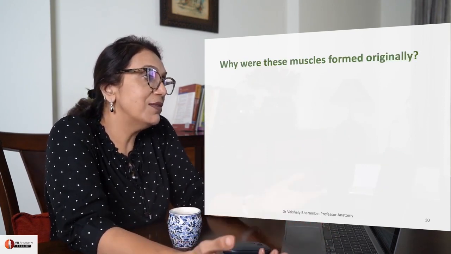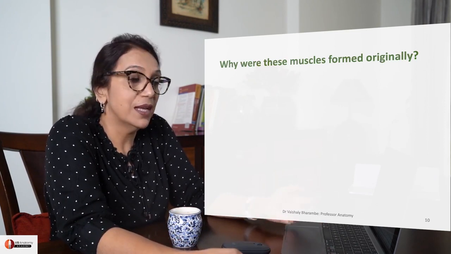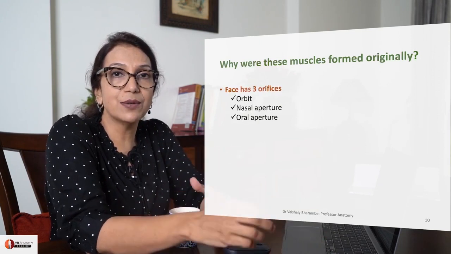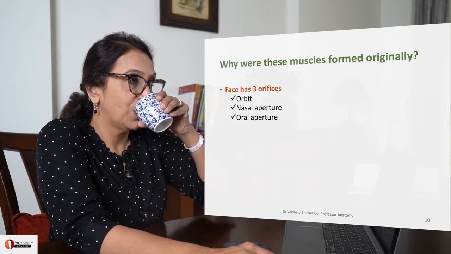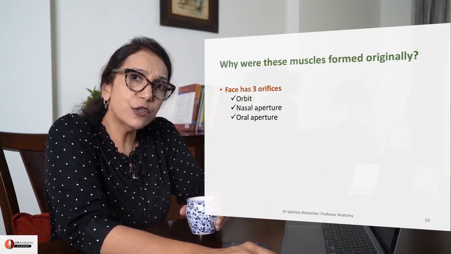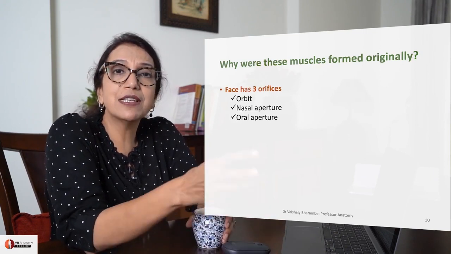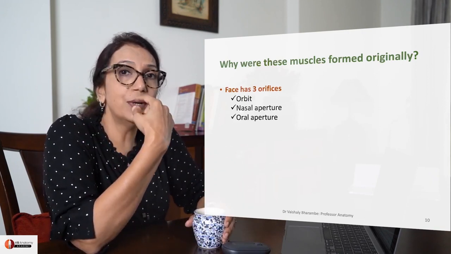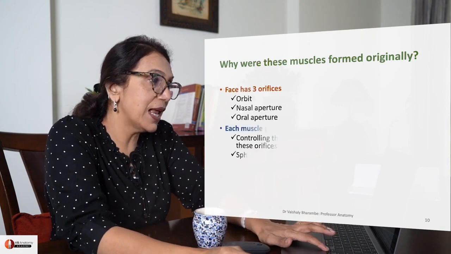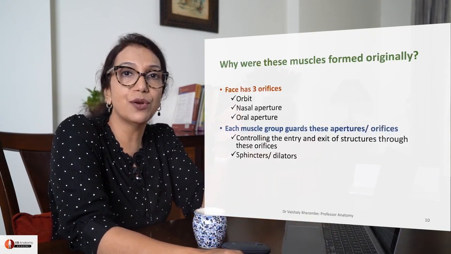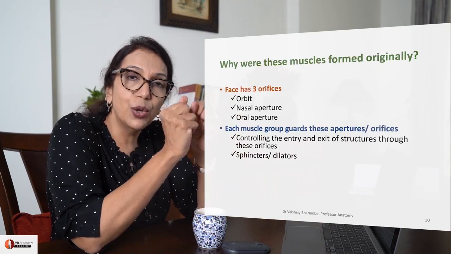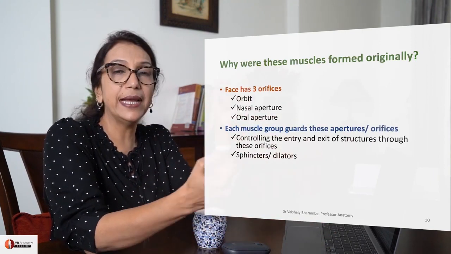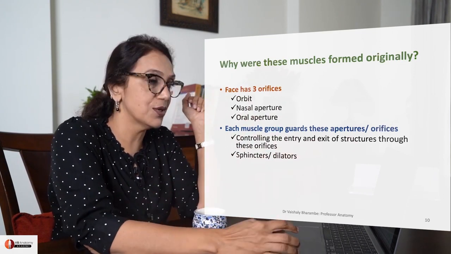First, a question. Why were these muscles formed? These muscles are around 3 orifices in our face. Students, our face has got 3 orifices, an orbital orifice, a nasal orifice and an oral orifice. These muscles were actually formed as guards for these orifices. Either they would close the orifice or they would open the orifice. Sphincters / dilators. That was their actual function.